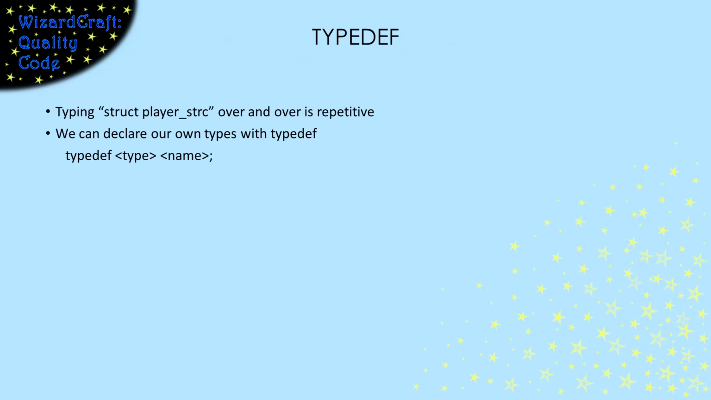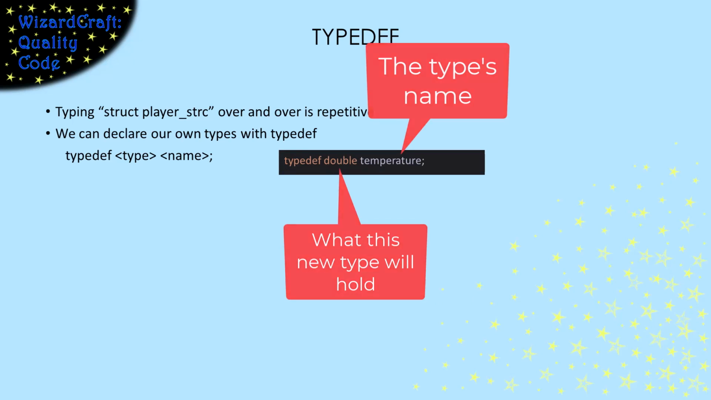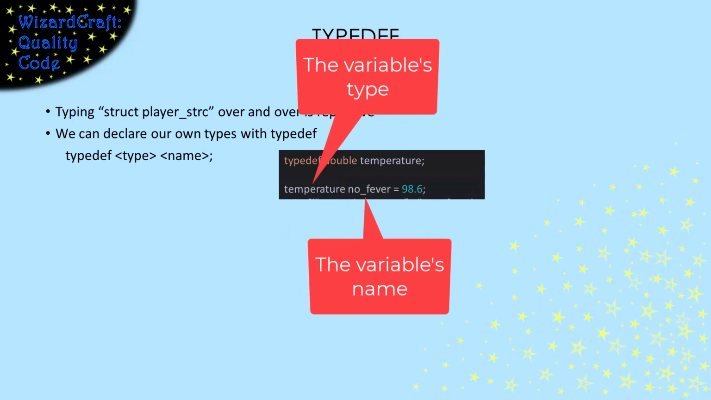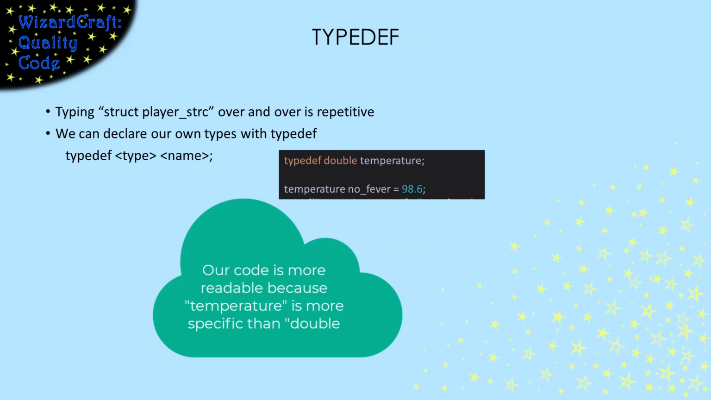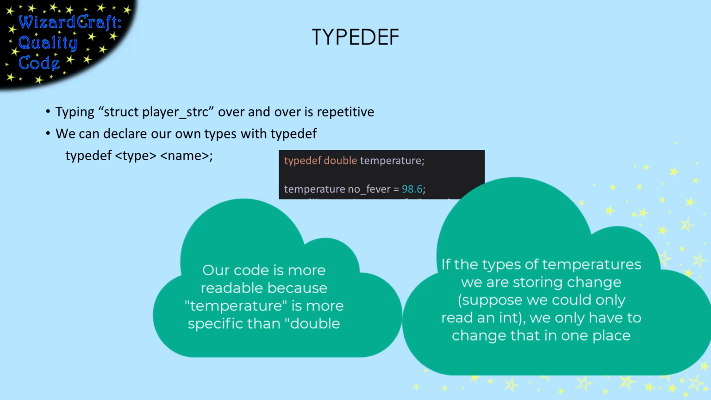C gives us another technique that we can use to clean things up. We can use typedef to declare our own types. For example, we can define a type named temperature that will hold a double. That lets us declare variables to be of the type temperature. For example, here I declared a variable named noFever whose type is temperature. That has 2 benefits. First, it makes our code more readable. Now everyone knows what we want to store in that variable. Second, if, later, we need to change how we store a temperature, we only need to change the typedef. That will change the type for all of the variables that use that typedef.